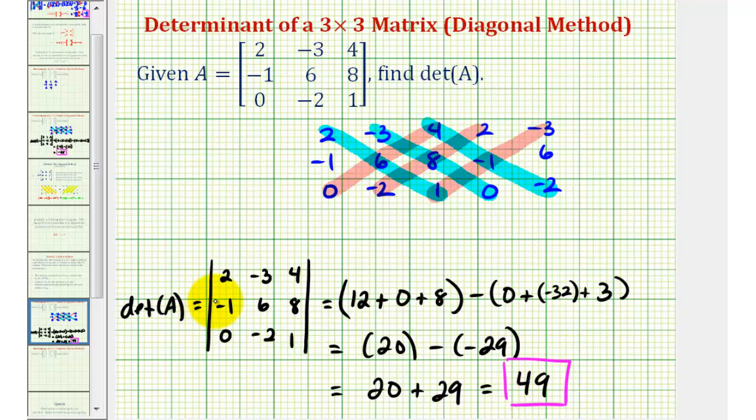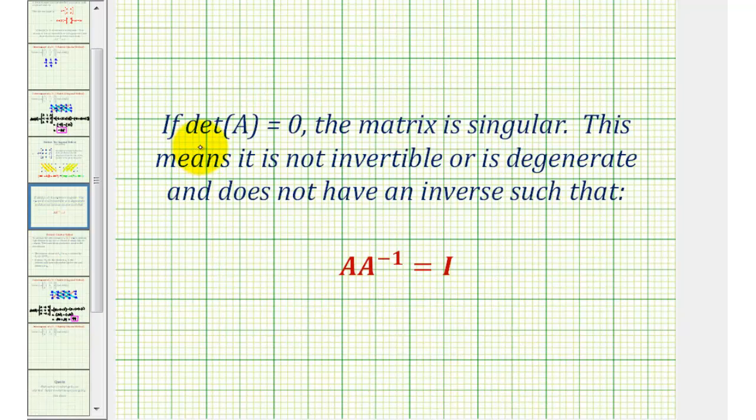Now before we go, I do want to discuss some vocabulary. If the determinant of a matrix is equal to 0, the matrix is called singular. This means it is not invertible, or that it is degenerate, and does not have an inverse, such that A times A inverse is equal to the identity matrix. So again, if the determinant of the matrix is equal to 0, then A inverse does not exist.